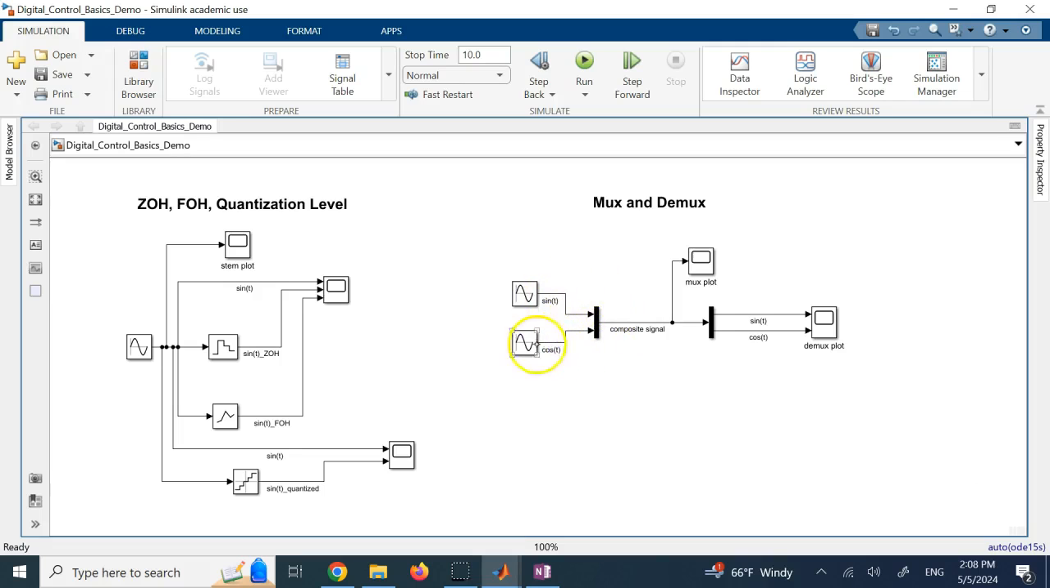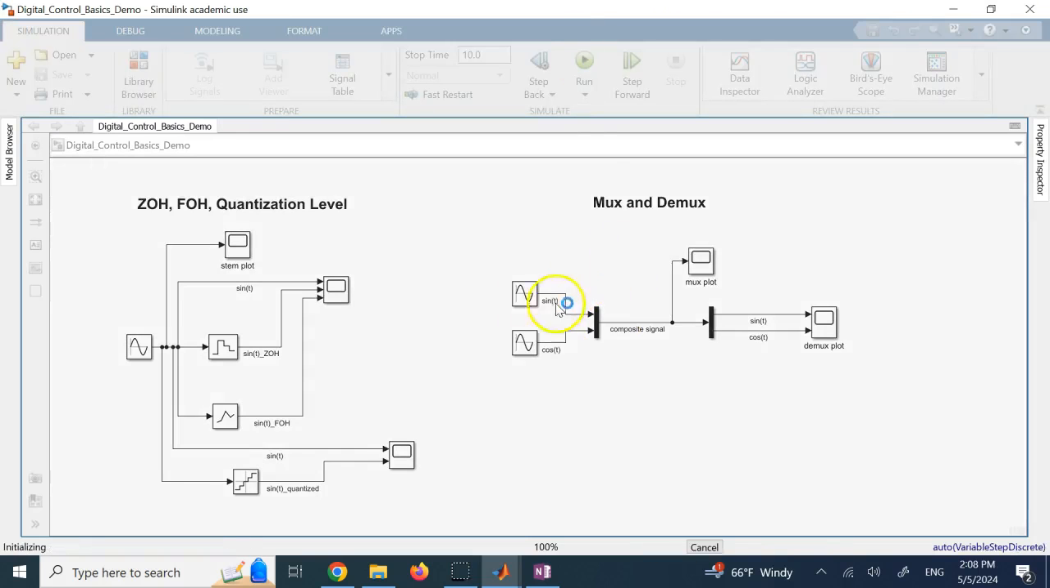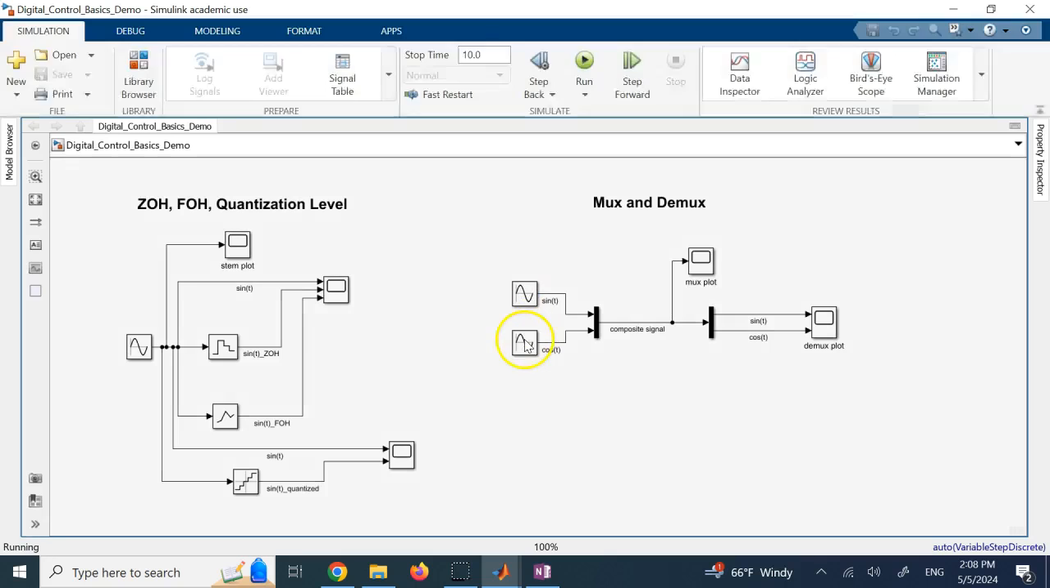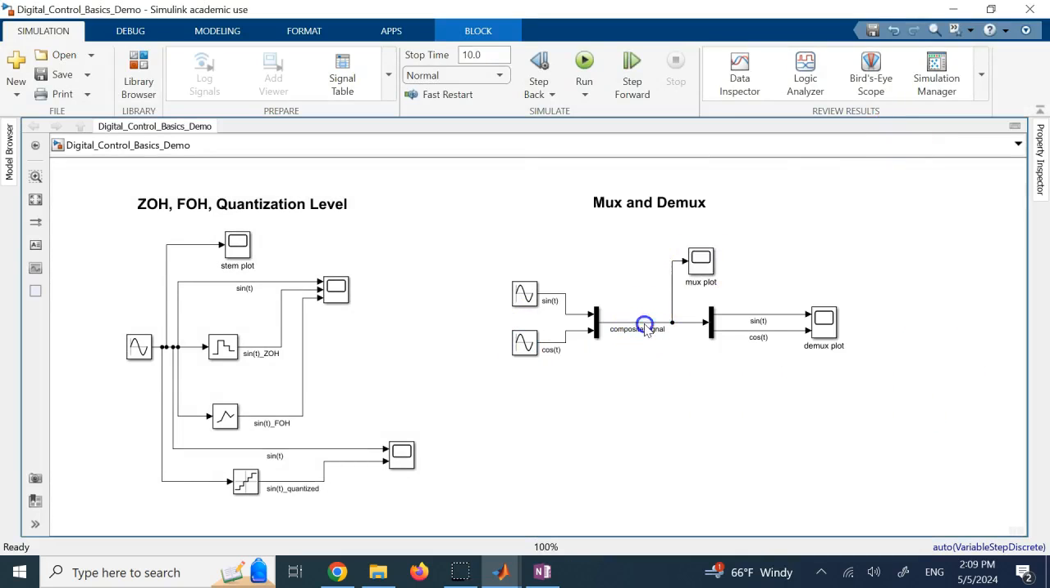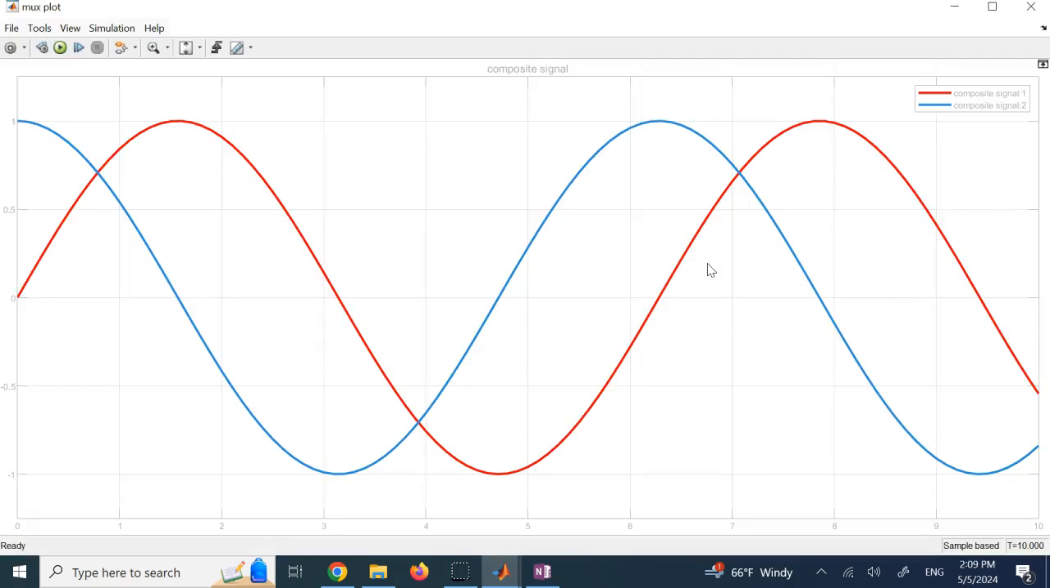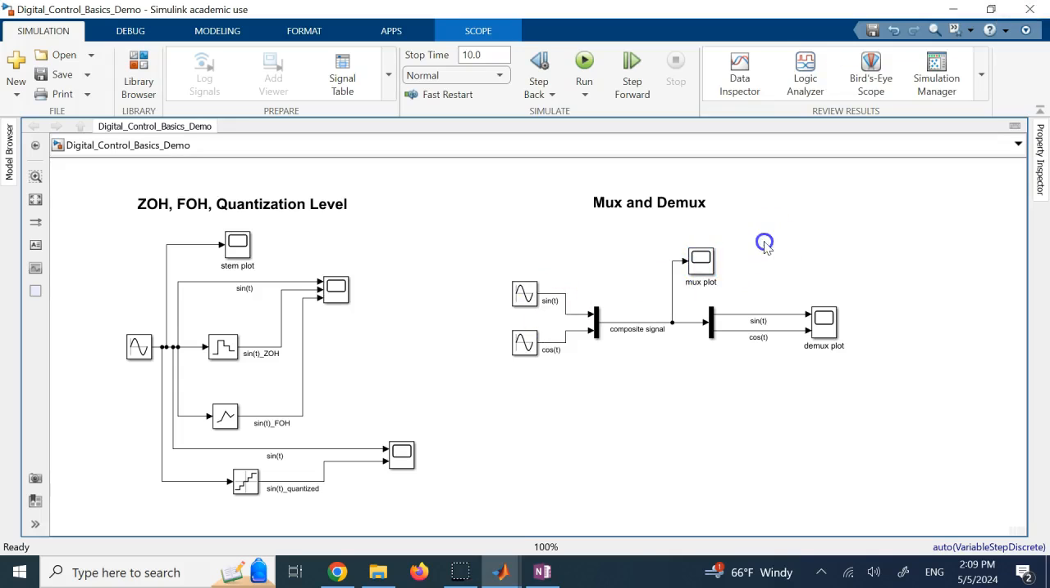You see here I combine a sine signal and a cosine signal and make this composite signal, right? And let me show you that right now, actually. Since I made this small demo for you, let me show you. So here I have a sine wave and I have a cosine wave, all I did by adding a phase shift of pi over 2. And I combine them into this one composite signal, which I can show on this single scope. You see here, that's my sine in red, cosine in blue, and this is a composite signal.